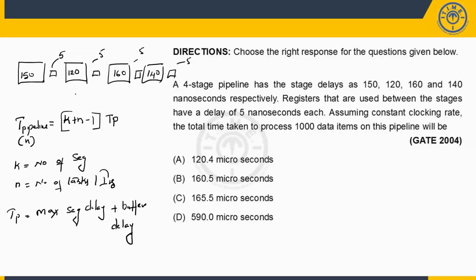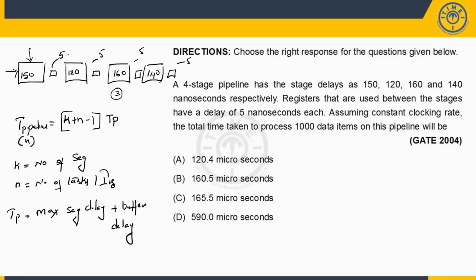Let us say 1,000 data items have to be executed. Let us say the first instruction comes into the first segment, and the second instruction waits outside. When the first instruction moves on, the second instruction enters here. When the first instruction goes to the third segment, the second instruction comes here, and the third instruction comes here. When the first instruction goes to the fourth segment, the second, third, and fourth instructions will be in the earlier segments. So right after the first 3 clock cycles, understand, I'm the first instruction.